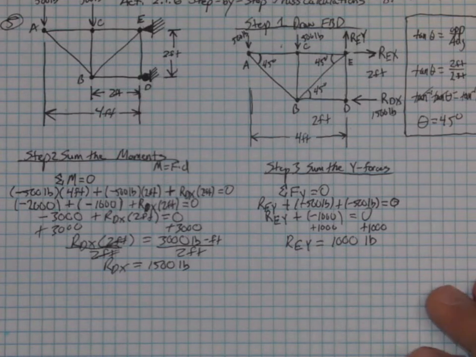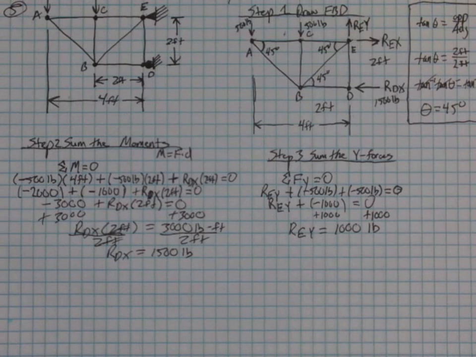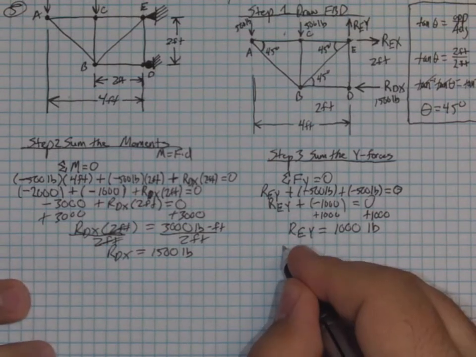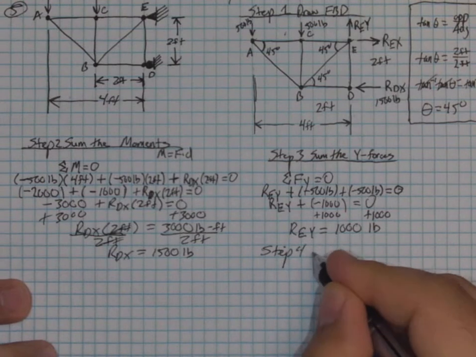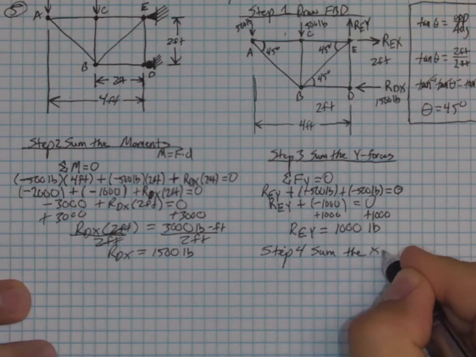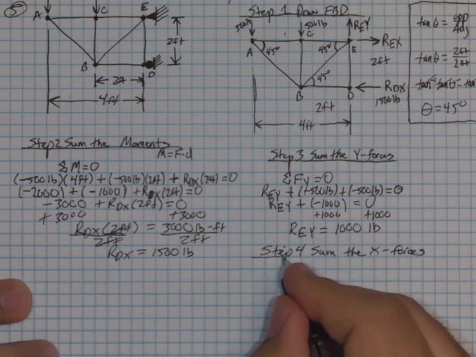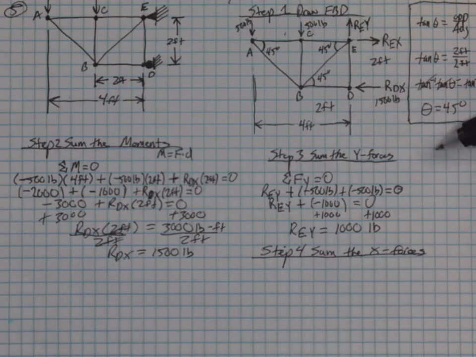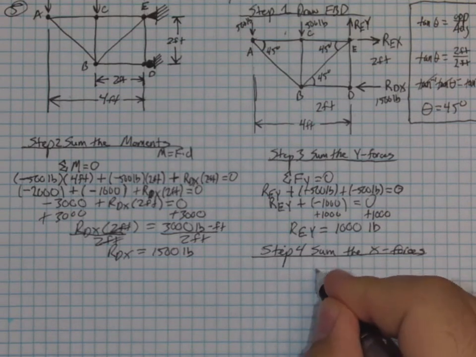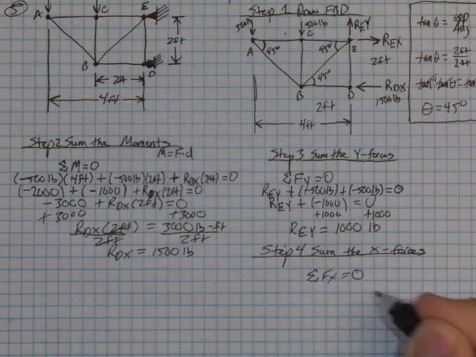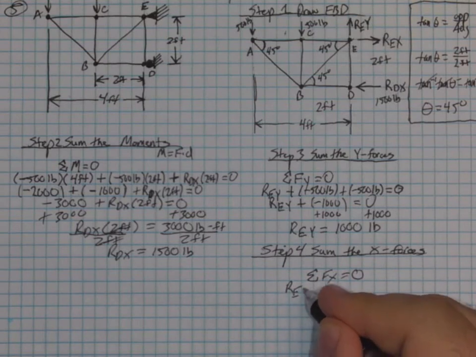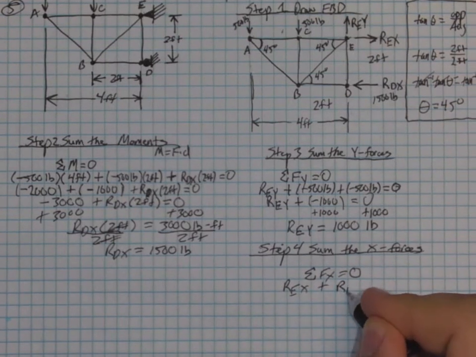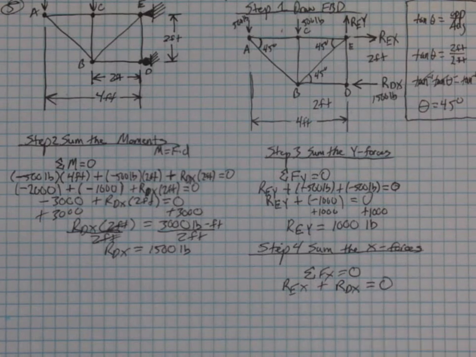Okay, the next step, so we're still working with forces, but I'm going to do step 4, which is called sum the X forces. As I take a look at X direction forces, we always want to assume these forces are going to be positive, so the sum of the forces in the X direction add up to equal 0. REX plus RDX is equal to 0. Those are the only two X direction forces I have acting on the truss structure.